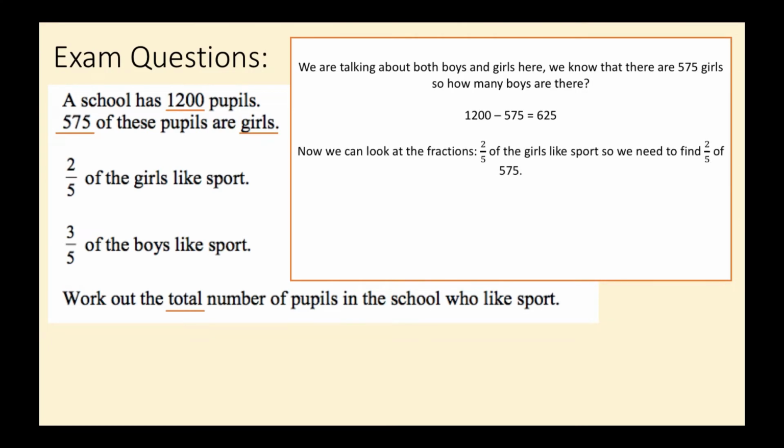Now we can look at the fractions. We know how many girls there are, we know how many boys there are. Let's look at the actual fractions. It says 2/5 of the girls like sport. So we need to find 2/5 of 575, and by now you should be a whiz at working that out. We divide 575 by the bottom number, 5, which gives us 115. And then our answer, 115, times by 2, gives us 230. So 230 girls like sport.